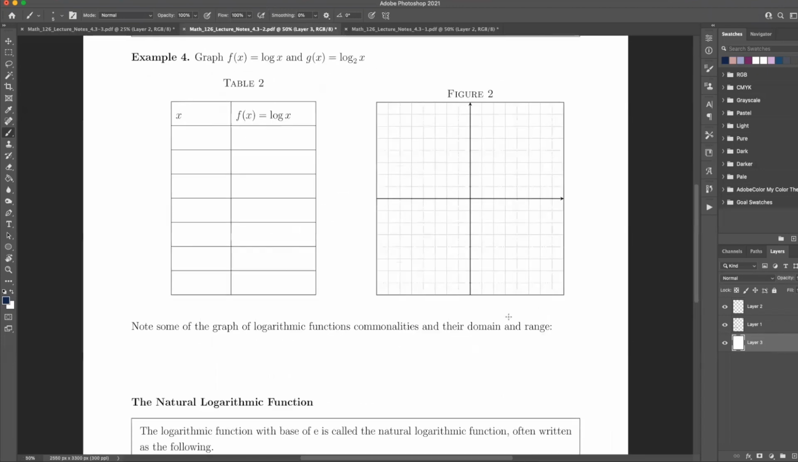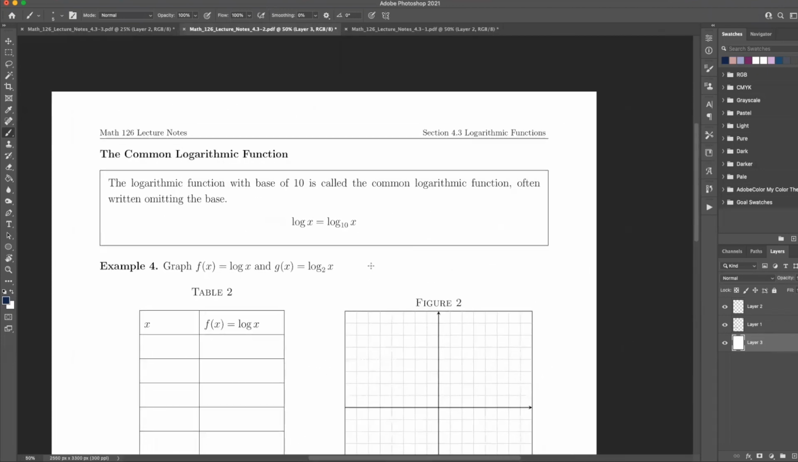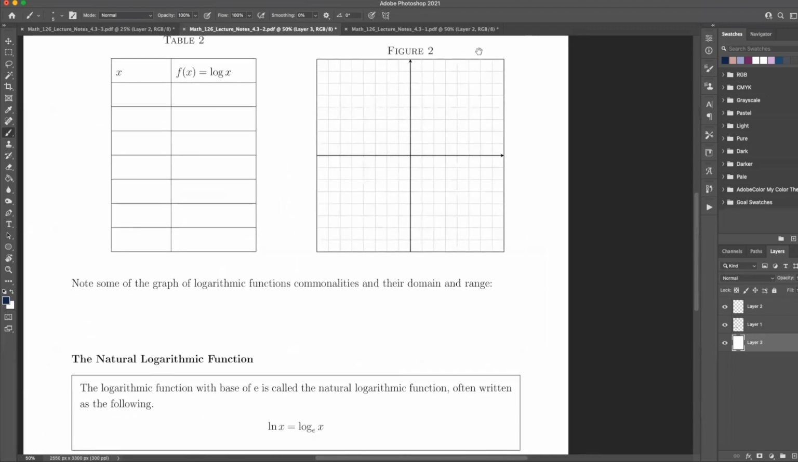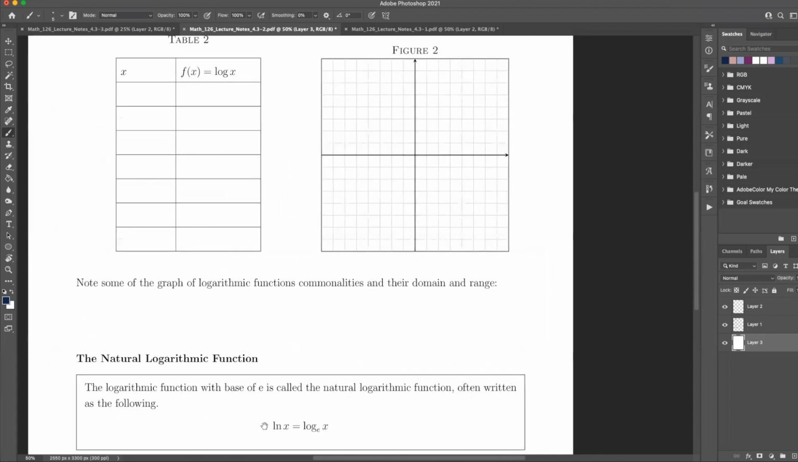So the common function. A logarithmic function with base 10 is called the common log function. It is often written by omitting the base, so log with no base is really log base 10. The other one is the natural log: ln of x is always log base e.